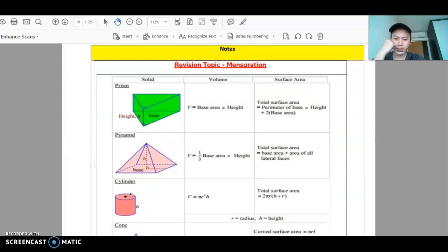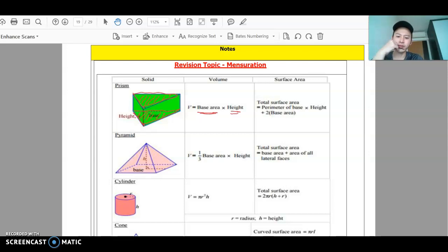Okay, so next one, of course, where we need to memorize a lot of formulas will be this topic, talking about volume and surface area. So the first one is prism. What is a prism? Just remember that anything that has the same cross-section area, where it's uniform throughout, we can just use the base area multiplied by height to get the volume.